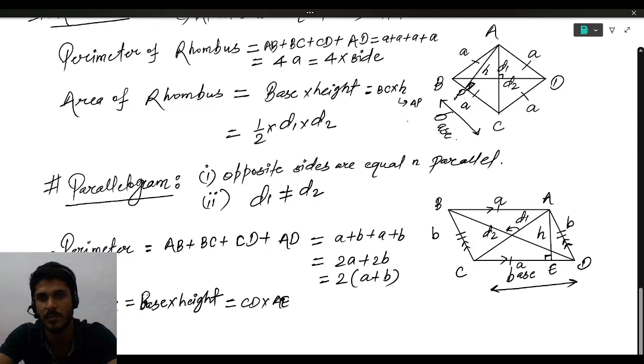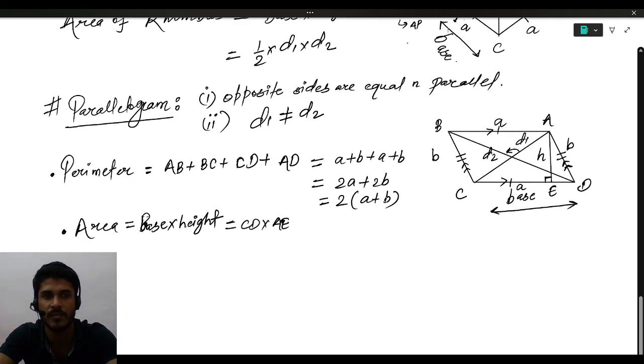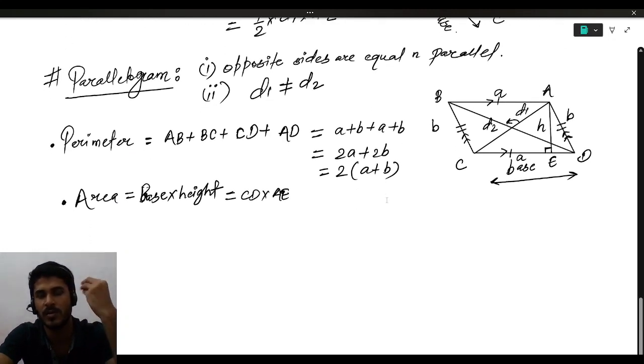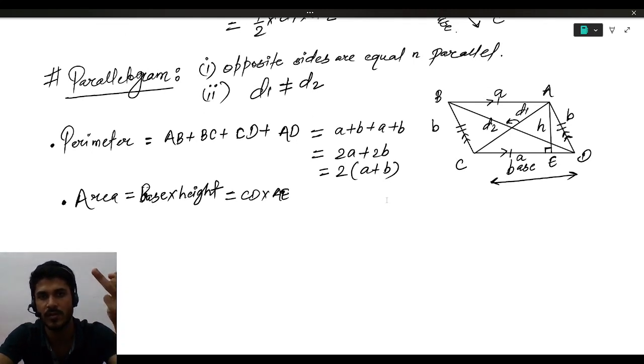This point is P. Okay, so let's now move to, so far we have covered area of parallelogram, perimeter of parallelogram, perimeter of rhombus, as well as area of rhombus. And now we will cover what? We will cover trapezium.